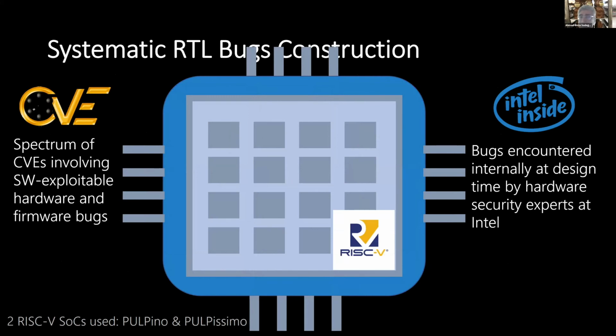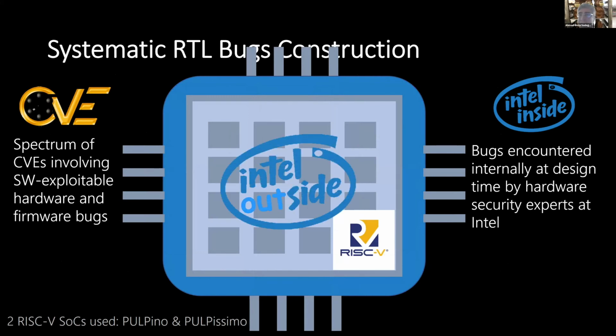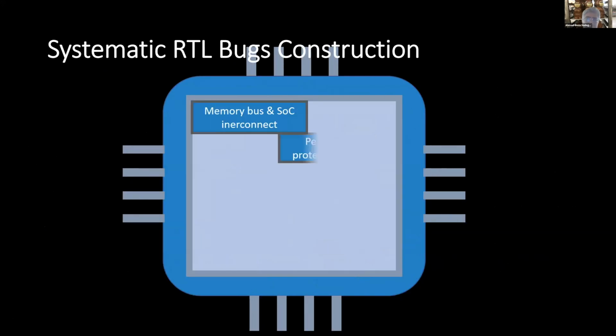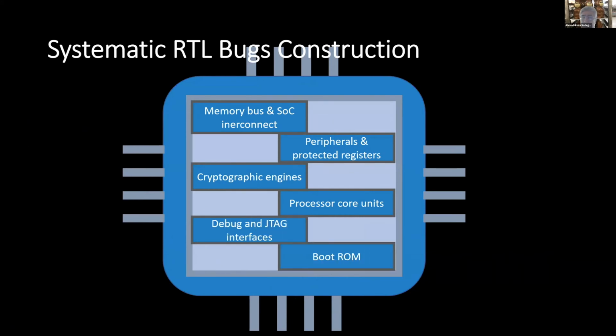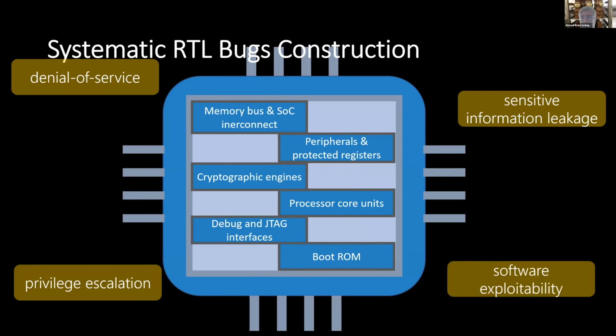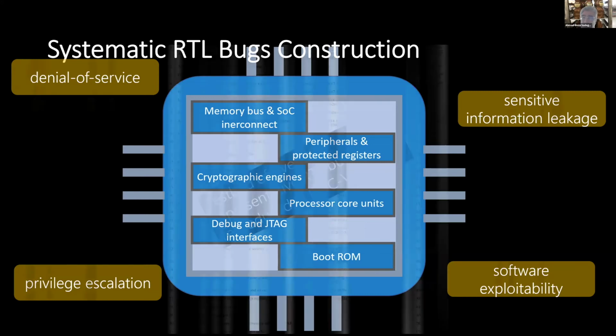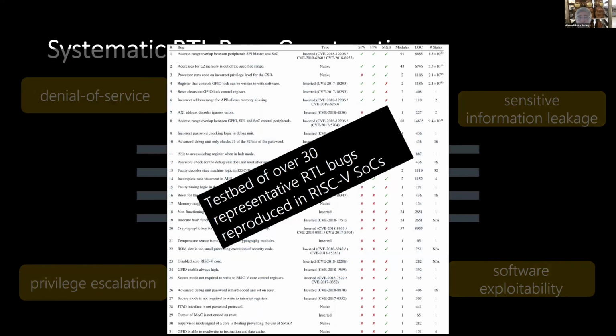We used RISC-V as a platform because Intel would not give us the opcode, as you know. And we did a systematic analysis so that the bugs were really systematically designed, from boot ROM to memory bus, from cryptographic engines to peripheral registers and so on. We considered four aspects: denial of service, privilege escalation, software exploitation, and leakage of information. These were the classes of attacks that people could use. So this is a list of one of the first bugs.